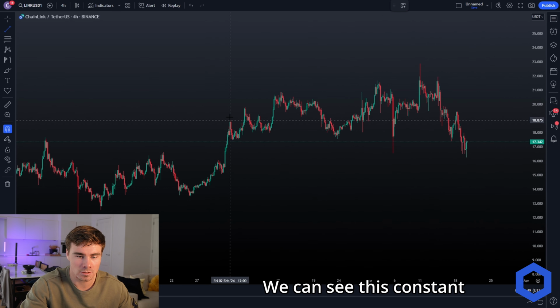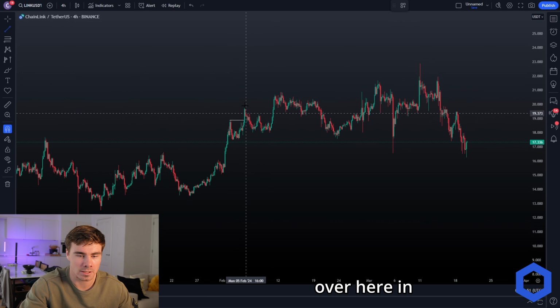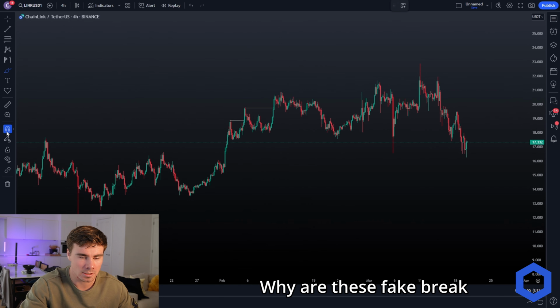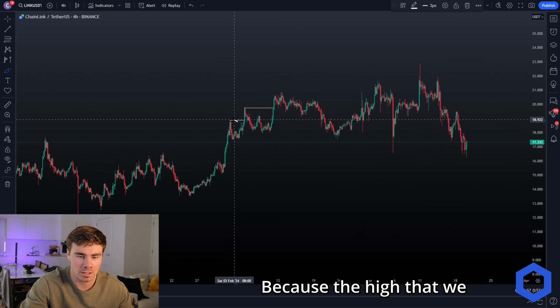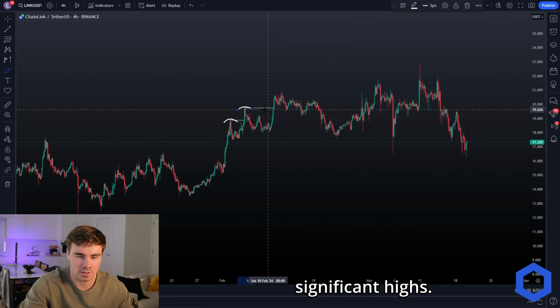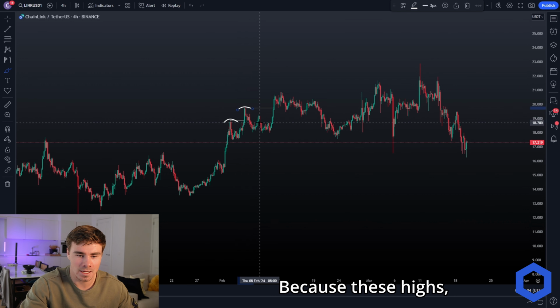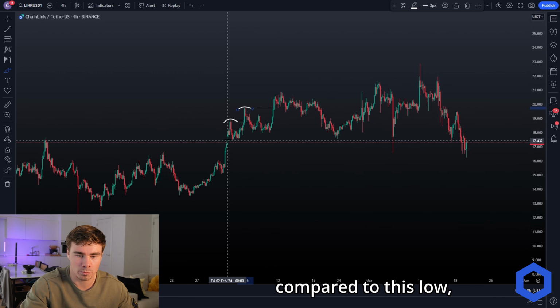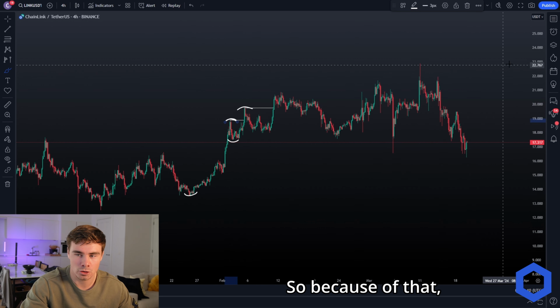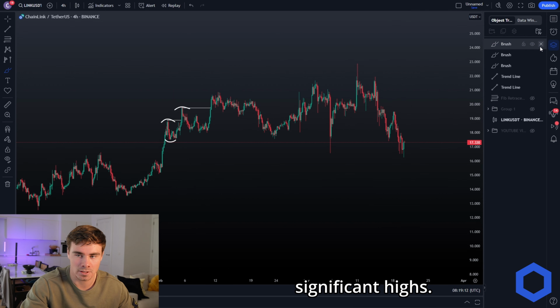We can see these constant fake breakout structures over here in the past, right? I've been teaching you guys about these fake breakout structures. Why are these fake breakout structures? Because the high that we break over here, the high that we break over here are not significant highs. Why? Because these highs do not bring us to fresh lows compared to this low that brought us to this high, or this low that brought us to this high. So because of that, they're not significant highs.